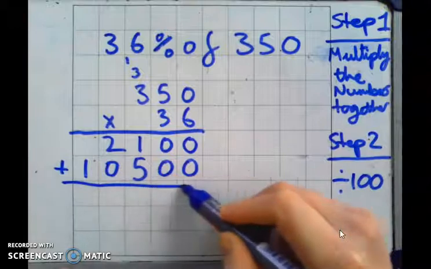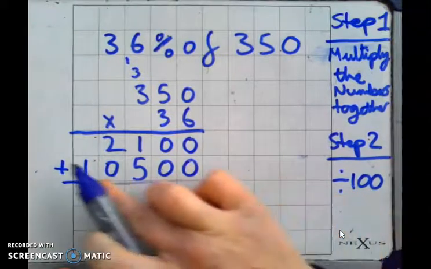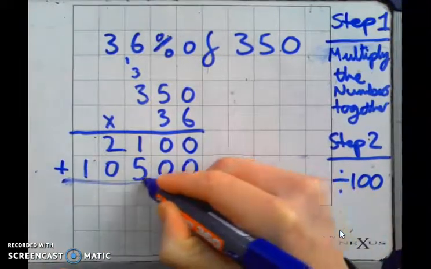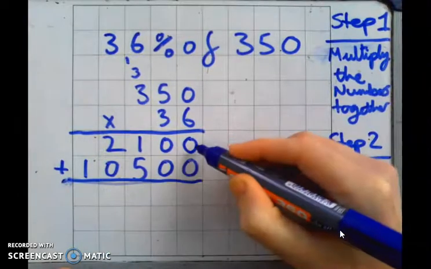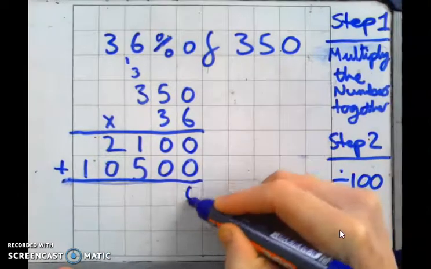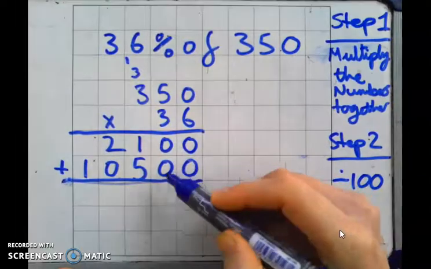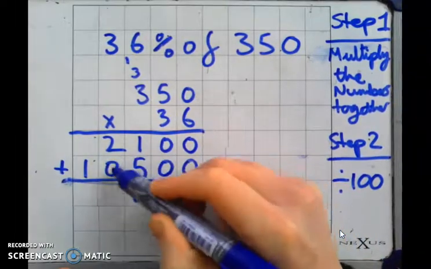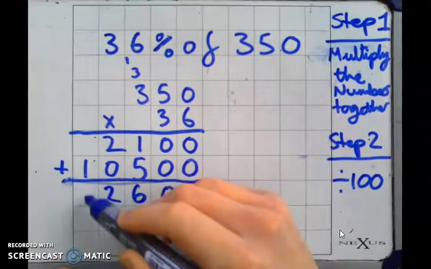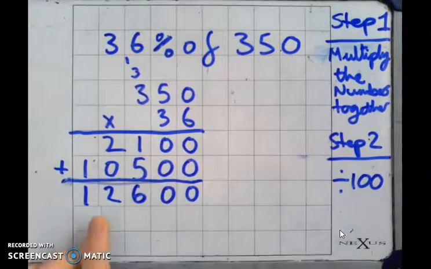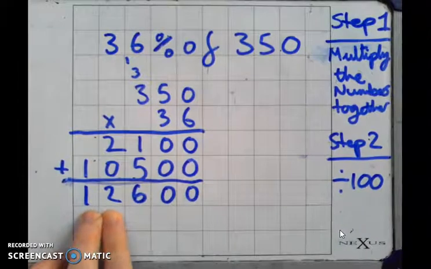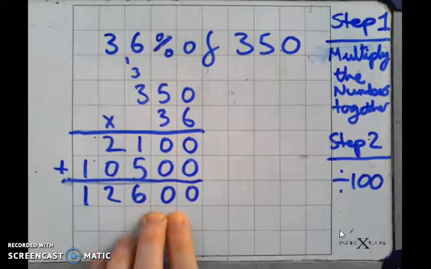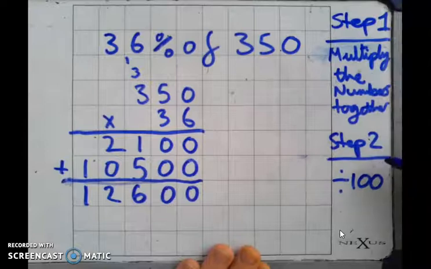Now I've multiplied both columns. It's a bit untidy. I'm going to add the digits together. 0 plus 0 is 0. 0 plus 0 is 0, 1 plus 5 is 6, 2 plus 0 is 2, 1 on its own 1. So my answer is 12,600. That's step 1 completed. Step 2, divide by 100.